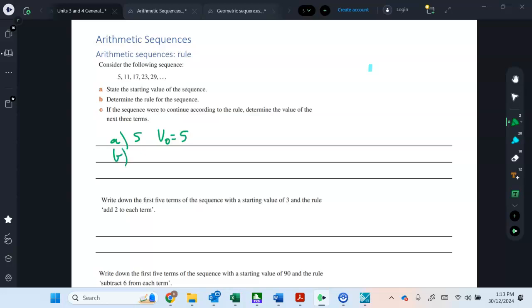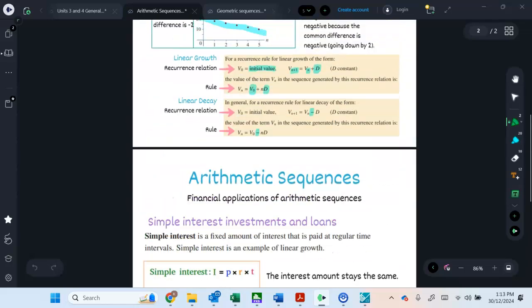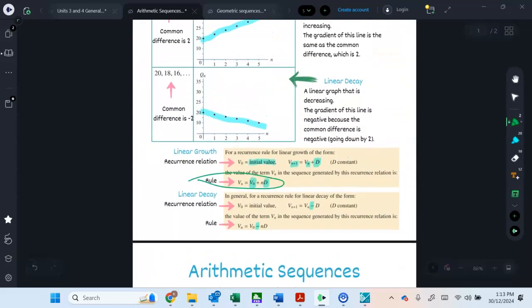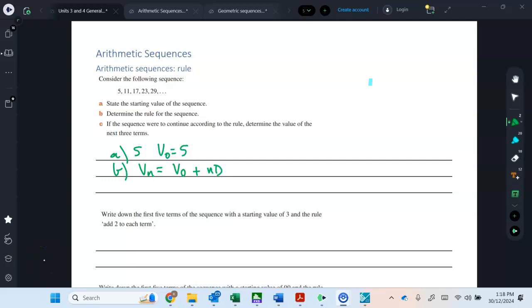All right, determine the rule for the sequence. Now, you do not want to get rule and recurrence relation mixed up. They're two separate things. So let's say I can't remember what that is. That's when you just have a look at your poster, and here's your rule. Vn equals V0 plus n times d. So you would have that open. Let's write that down and then we can substitute in the values. So there is our rule.